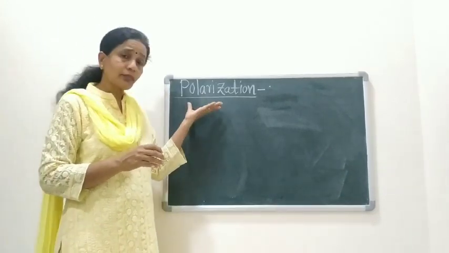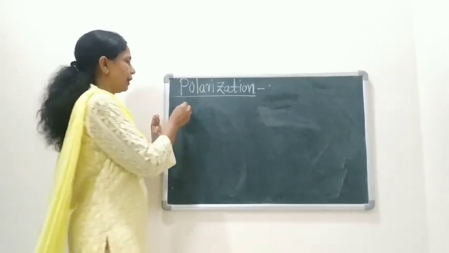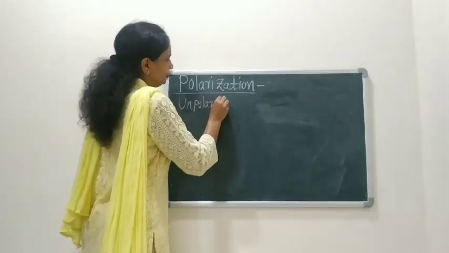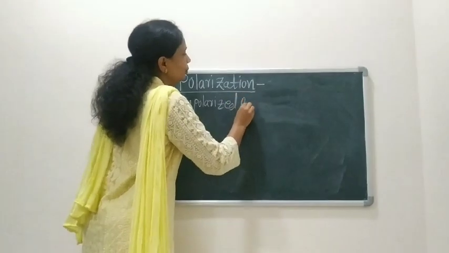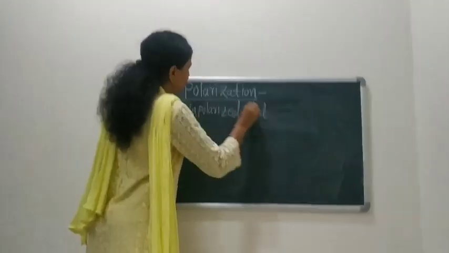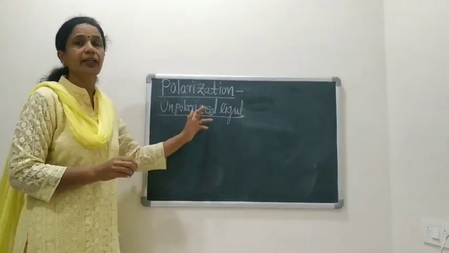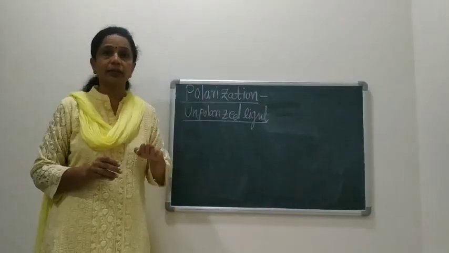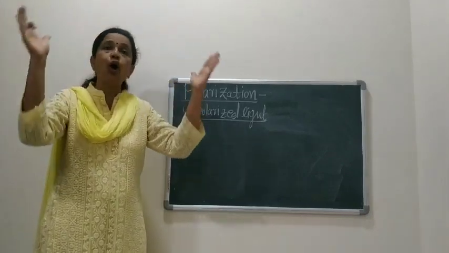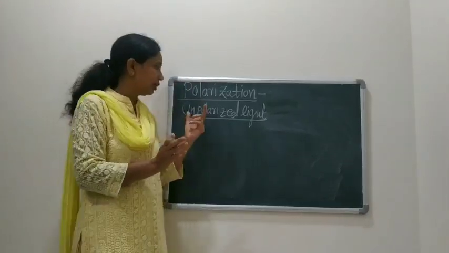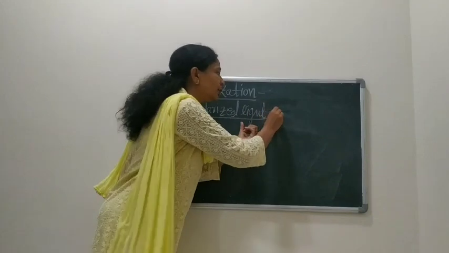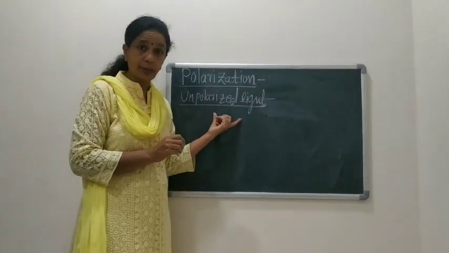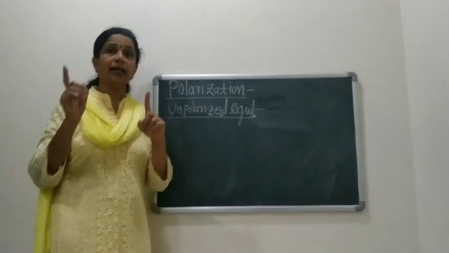Before that, we have to study unpolarized light. What do you mean by unpolarized light? Unpolarized light means a light in which the vibrations of the electric vector are in all possible directions. Which are the examples of unpolarized light? Sunlight.